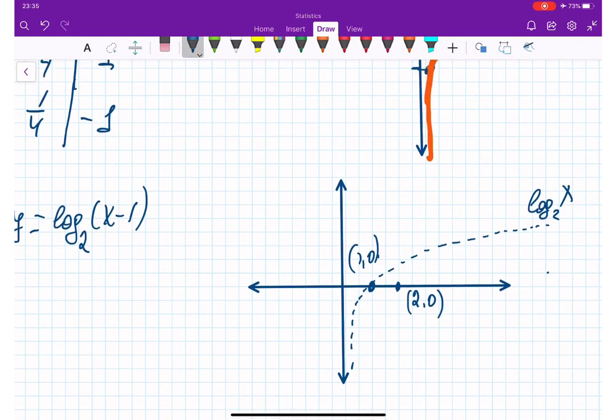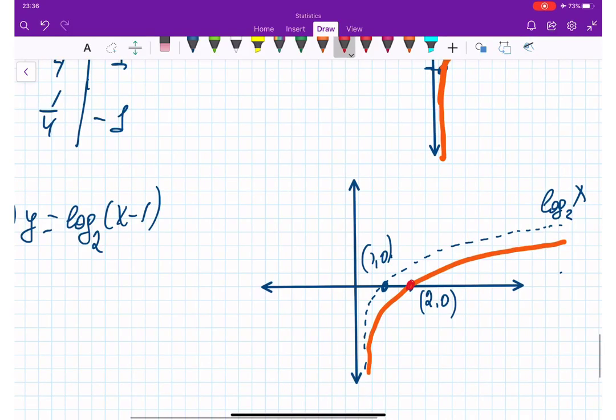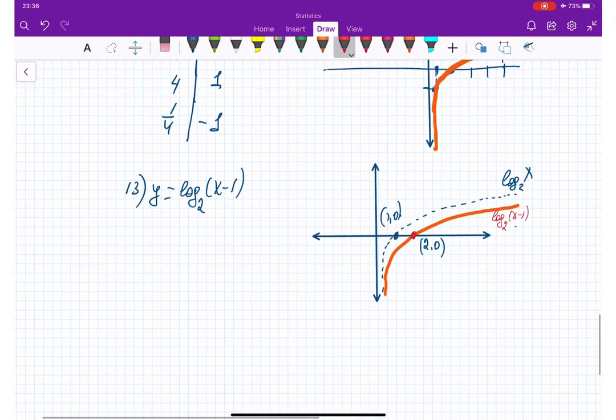So this graph is going to come the same way, and then go parallel. While this point is 2 and 0, so the graph is going to be log x minus 1 by base 2. Okay?